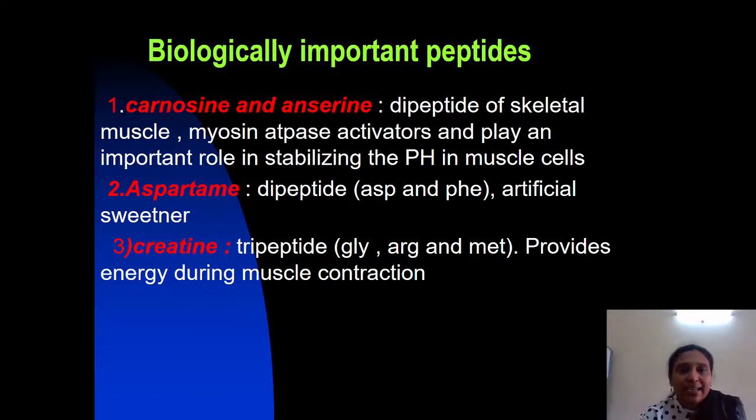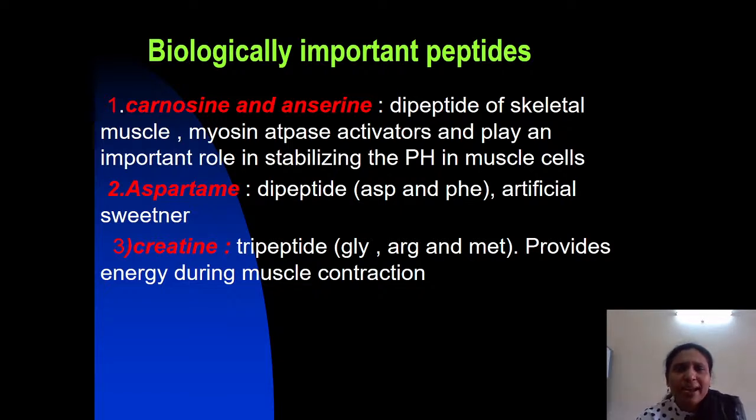Once creatine has been formed in the kidney, it is transported to the skeletal muscle. In the skeletal muscle, creatine is phosphorylated to creatine phosphate. Please note down, creatine phosphate is a high energy phosphate compound, the reserve storage of energy in the muscle. Breakdown of creatine phosphate on hydrolysis yields more than 7 calories of energy.